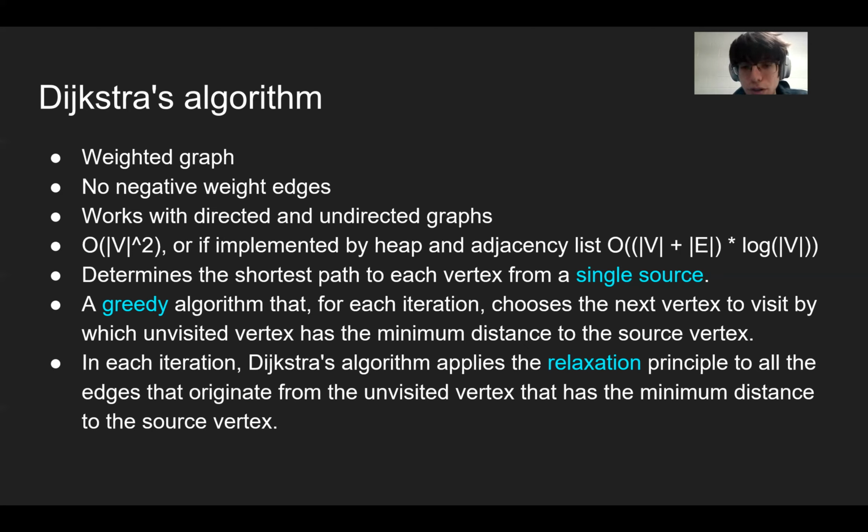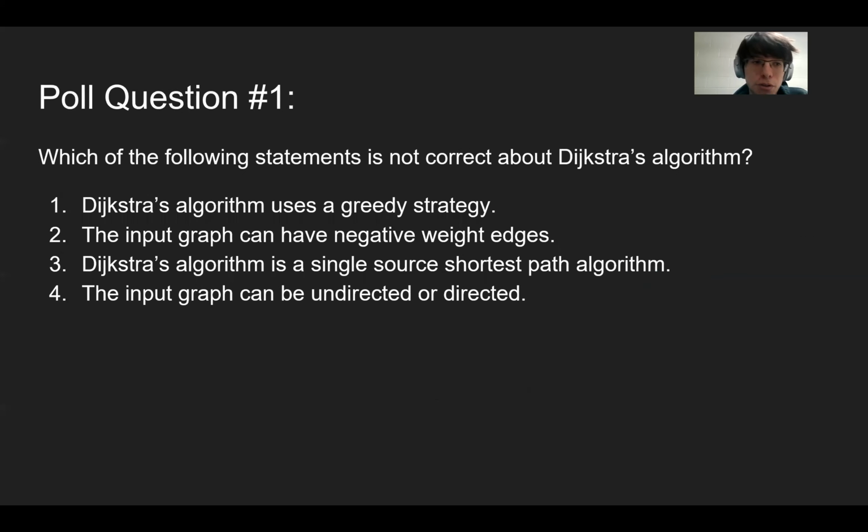And in each iteration, we apply the relaxation principle to all the edges, and that's it. And that's kind of how we go through the extras. Okay, so what's next? Next thing is a poll question, which is: the following is not correct about Dijkstra. You can pause and try and answer it.